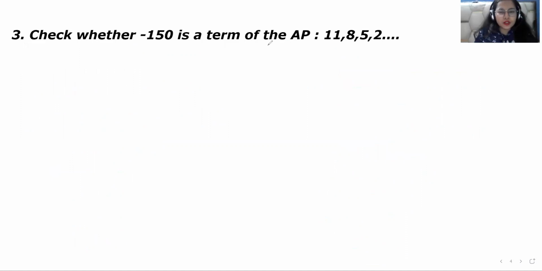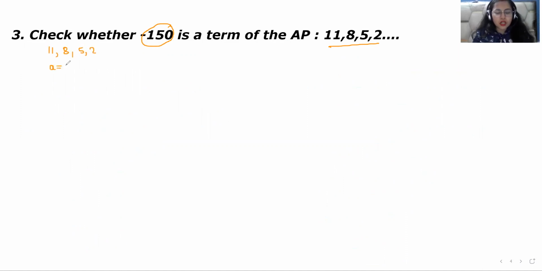Now read this question. Check whether minus 150 is a term of the AP. So they give you an AP and they ask whether minus 150 exists in this AP or not. So we'll do this by first writing our AP. Our AP is 11, 8, 5, 2.